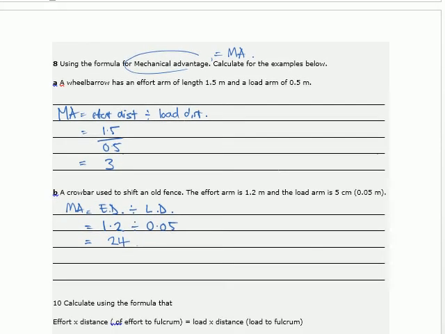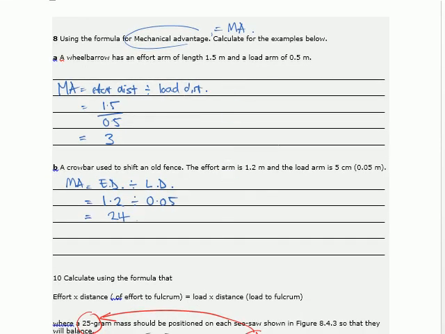Right, so using the formula for mechanical advantage, which I've written just above, or if it's in the test, we'll write it down for you, calculate the examples. You do need to know how to plug the numbers into these formulas. So if a wheelbarrow has an effort arm length of 1.5 and a load arm length of 0.5, the formula is effort distance divided by load distance, or 1.5 divided by 0.5. If you put it into your calculator, you'll get 3.